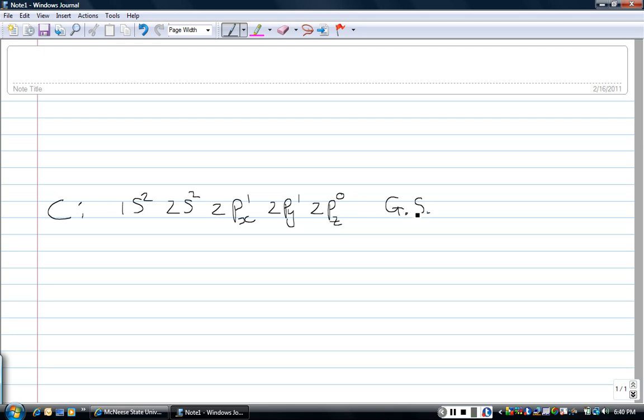In other words, this is the electronic configuration that you would write based upon the Aufbau principle, the Pauli exclusion principle, and Hund's rule. And carbon, of course, is element number 6. So there's 6 protons and therefore 6 electrons. 2 electrons will occupy the 1s orbital, 2 will occupy the 2s, and 1 each singly with the same spin in the 2px and 2py.